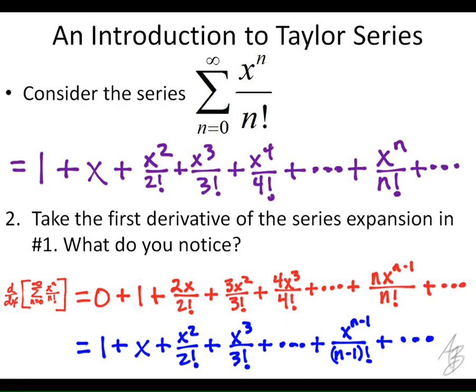What do you notice? Once we simplify this derivative here, and we simplify those factorials, we end up with the same series here as we had to begin with. So when we take the derivative of the series, we get the same series. Kind of fun, isn't it?